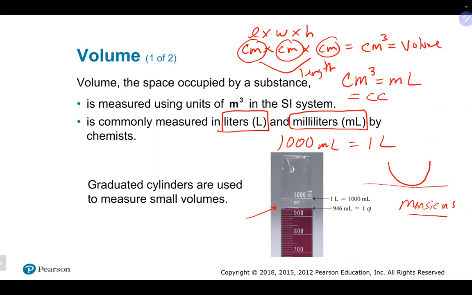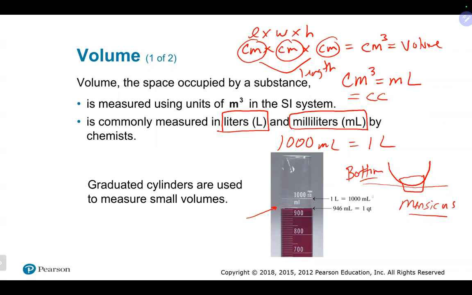But when you get to the center, that is truly where the liquid volume is, because it's not really affected by the sides of the container, so it doesn't rise or anything like that. So that's why you should always read from the bottom of the meniscus when you take a volume measurement.